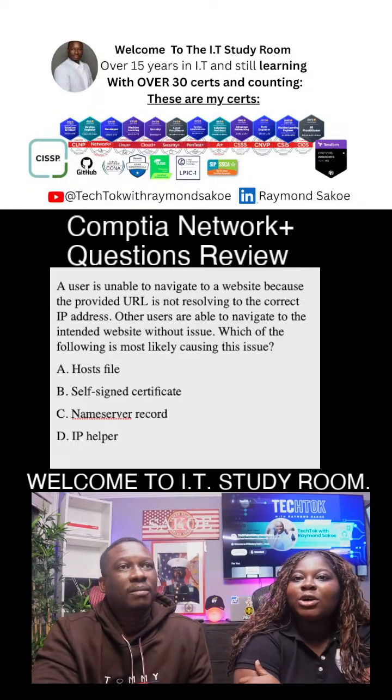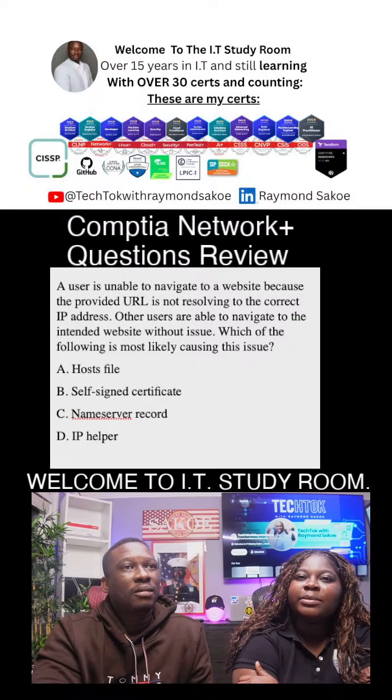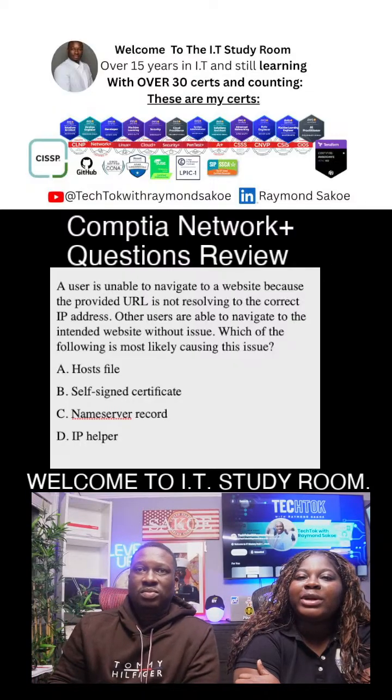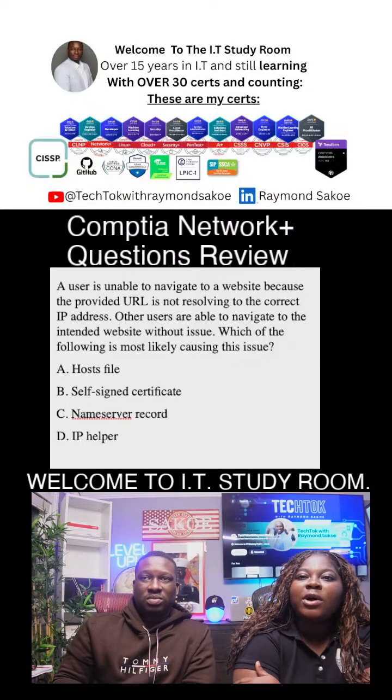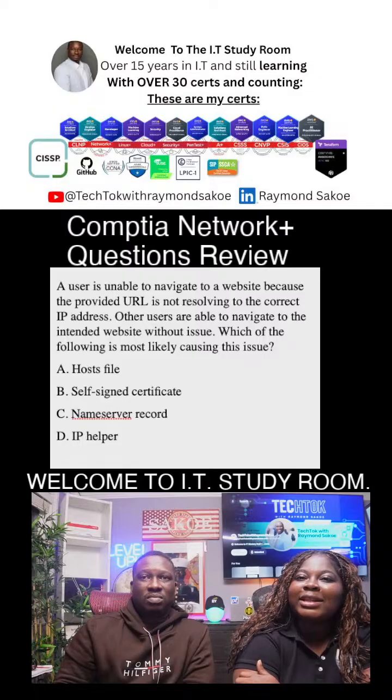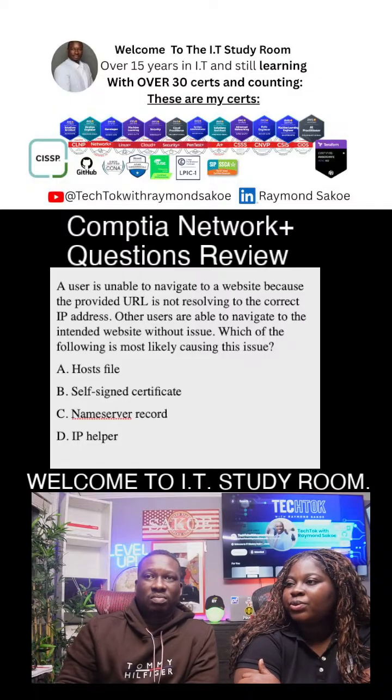All right. So a user is unable to navigate to a website because the provided URL is not resolving into the correct IP address. Other users are able to navigate to the intended website without issue. Which of the following is most likely causing this issue?